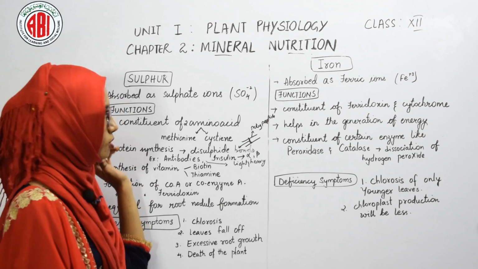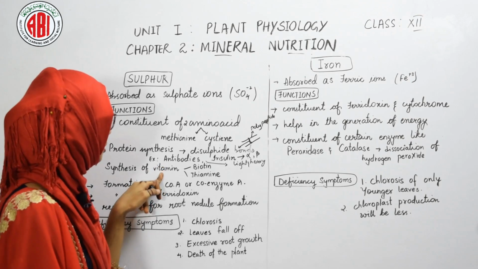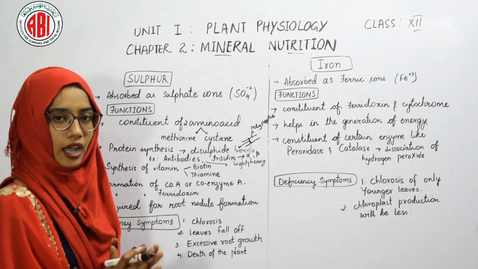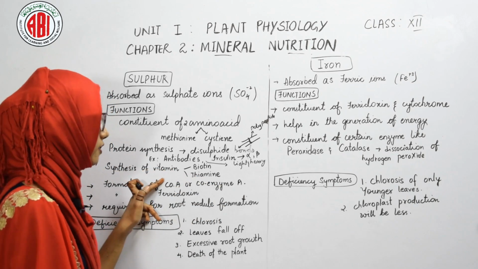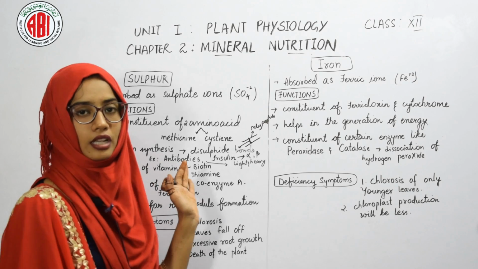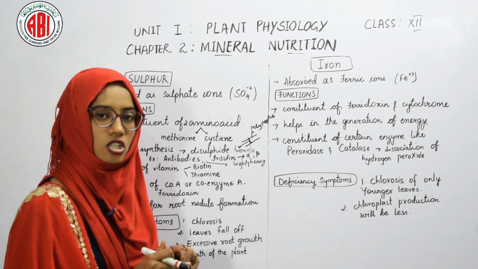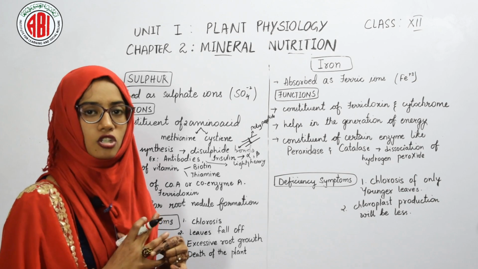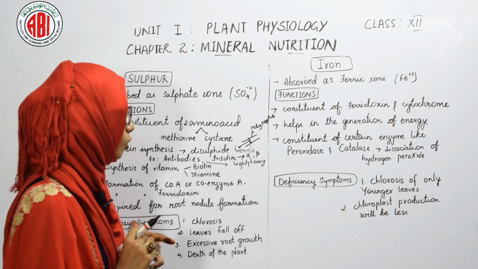The other function of the element sulfur is it helps in the synthesis of vitamins like biotin and thiamine, and it is also required for the formation of coenzyme A, or CoA, and this coenzyme helps in carrying out processes like respiration and photosynthesis. Therefore, sulfur plays a major role in carrying out the main processes like respiration and photosynthesis in the plant body.